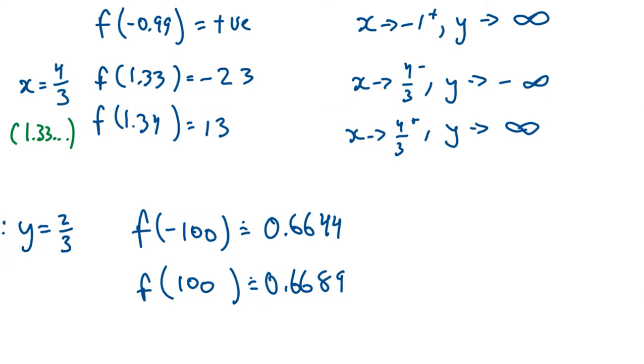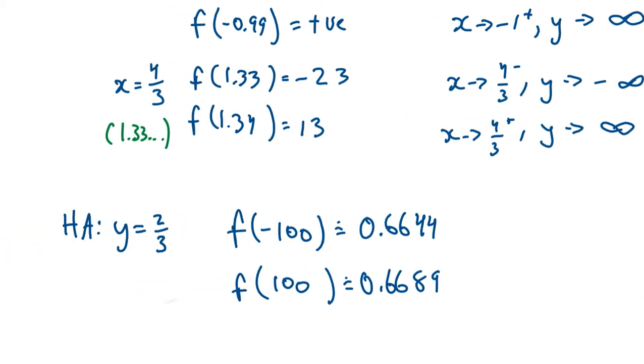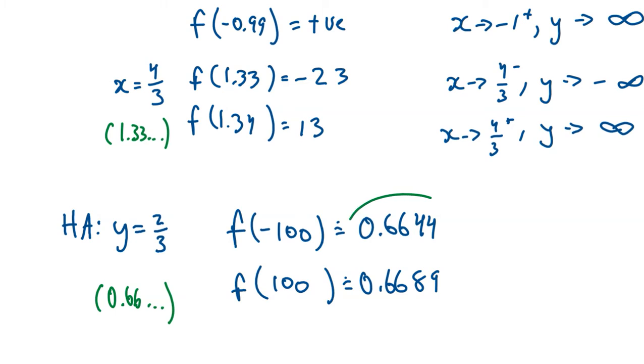You need to say whether that's above or below. So I'm comparing this to the horizontal asymptote and determining whether it's telling us the function is above or below the asymptote. The horizontal asymptote 2 over 3 is 0.66 dot dot dot, right? So is that above or below? Here, let me do this even, 6. It's below. And then 0.6689 is above, right?